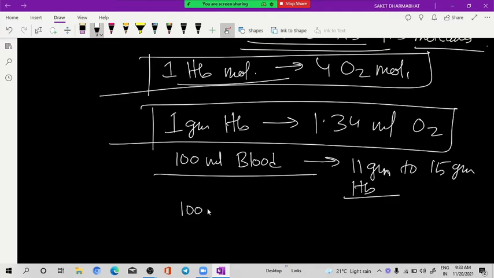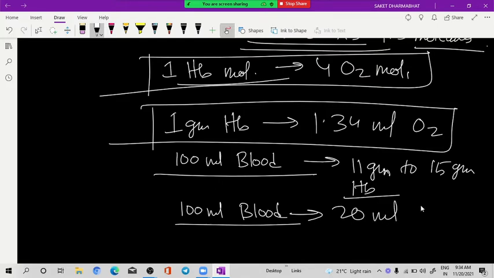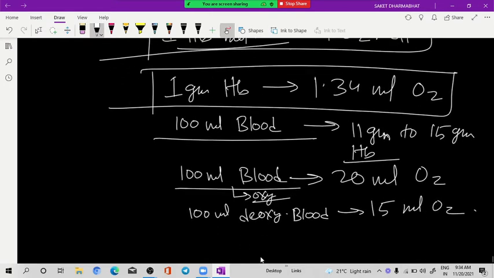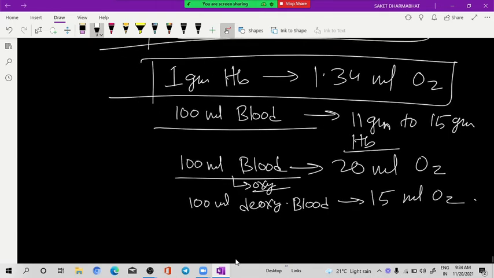I have already told you, 100 ml oxygenated blood contains how much oxygen? 20 ml. Very good, 20 ml oxygen. Suppose 100 ml deoxygenated blood contains how much? 15 ml oxygen. Correct, because 5 ml they are giving to the tissue and taking back 15 ml.